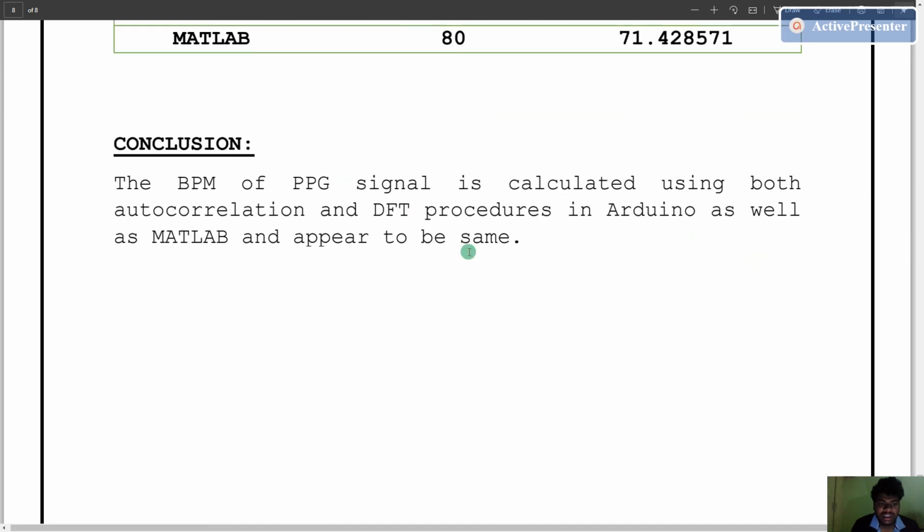And the conclusion: the beats per minute of PPG signal is calculated using both autocorrelation and DFT procedures in Arduino as well as MATLAB software, and the results appear to be the same.